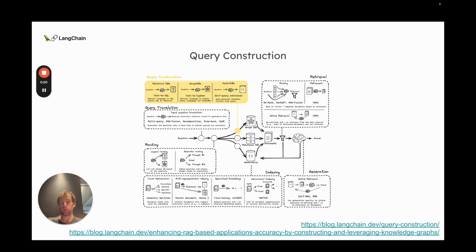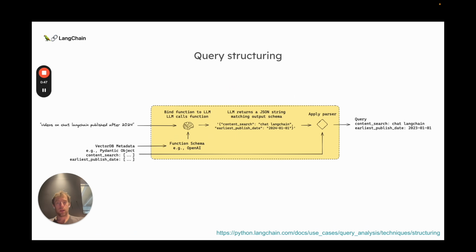Then we talked about routing, which is the process of taking that question and routing it to the right source, be it a given vector store, GraphDB, or SQLDB, for example. Now we're going to talk about the process of query construction, which is basically taking natural language and converting it into particular domain-specific language for one of these sources. Now, we're going to talk specifically about the process of going from natural language to metadata filters for vector stores.